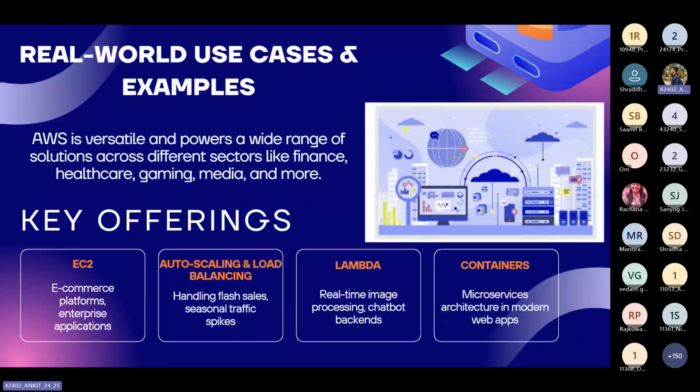AWS Lambda powers real-time processing tasks like image analysis or chatbots. Containers are increasingly popular for deploying microservices, which keeps applications modular and agile. These examples show how AWS compute services drive innovation across industries. And these are the key offerings: auto scaling, load balancing, serverless computing, the Lambda service, containers. So you can see all the software projects, at least they use one of these services. And there are many more which I haven't mentioned yet.